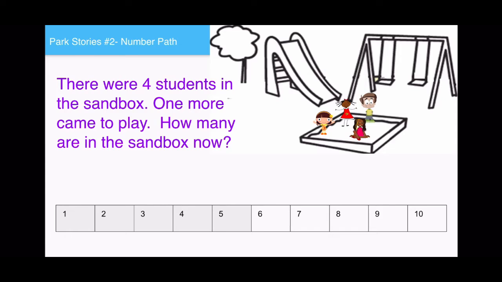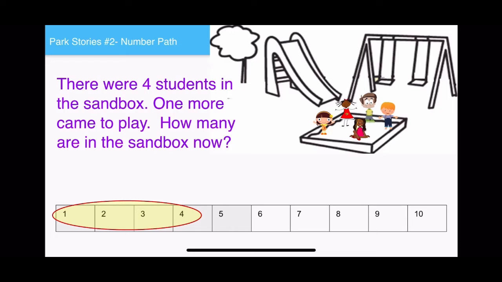So while you're putting 4 counters out in front of you, I'm going to circle numbers 1 through 4 on the number path. Remember, I am circling all 4 of them together to represent there are 4 students that are together in that sandbox. Now that we're ready, your counters are down, my numbers are circled, we need to go back to that problem and look. It says one more came to play. So again, you're going to grab one more counter, put it down. I'm going to circle one more number.